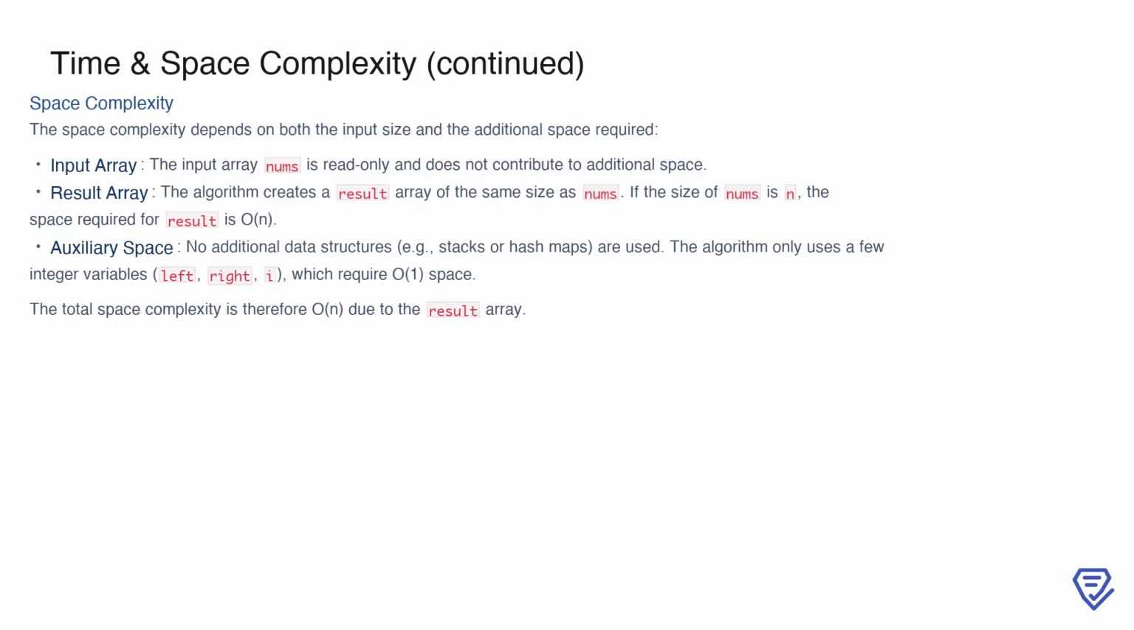Now, turning to space complexity, the algorithm is efficient in its use of memory. The input array nums is read-only, meaning it doesn't require any additional space. However, to store the results, we create a new result array, which is of the same size as the input array. If the input array has n elements, the space required for this array is O(n). Beyond that, the algorithm uses only a few integer variables, such as left, right, and an index variable, all of which require constant space, or O(1). Since no additional data structures like stacks or hash maps are utilized, the total space complexity is dominated by the result array, making it O(n).